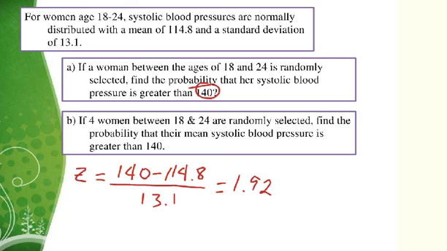I need to find the probability on my standard normal distribution table of a z-score being less than 1.92. Now what that'll do is give me the probability that one of these women who's randomly selected has a blood pressure less than 140. But of course I want greater than. So I'll take whatever I get as less than and subtract it from 1. So let's look at the table.